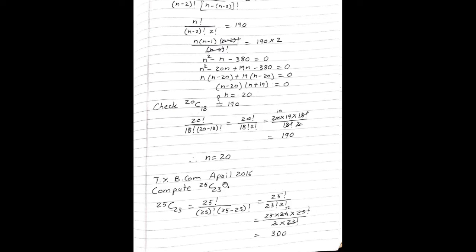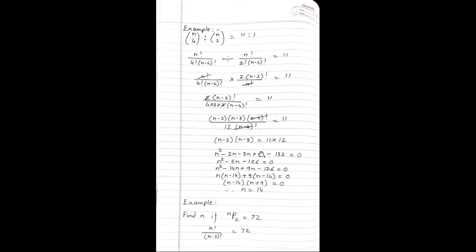This is a question from the April 2016 question paper for 2 marks. Compute 25C23. The expansion of 25C23 is given by 25 factorial upon 23 factorial into (25 minus 23) factorial. So this is equal to 25 factorial upon 23 factorial into 2 factorial.